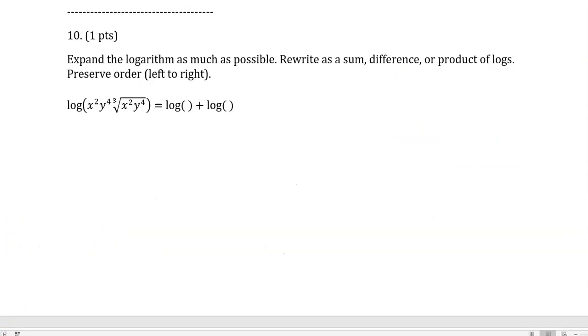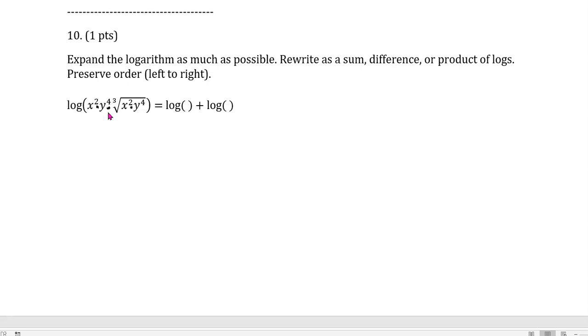Problem number 10 is very similar to the last problem. We want to expand the logarithm as much as possible by rewriting as a sum, difference, or product of logs. In this case, we have multiple factors inside the answer part, and we have a radical, but the radical is not on all the factors. Notice that you can split the factors by putting multiplication between the x squared, the y to the 4th, and the radical itself. Under the radical, we have multiplication between the x squared and the y to the 4th.